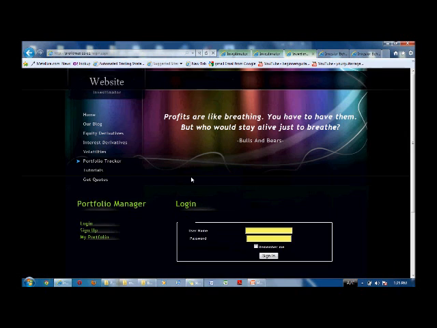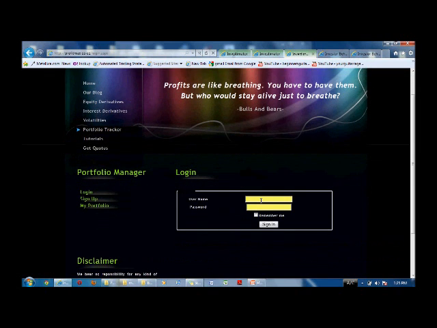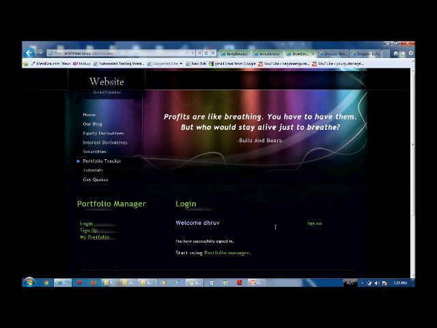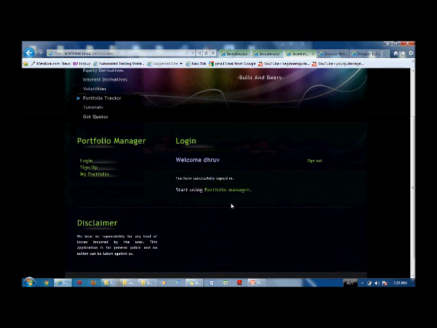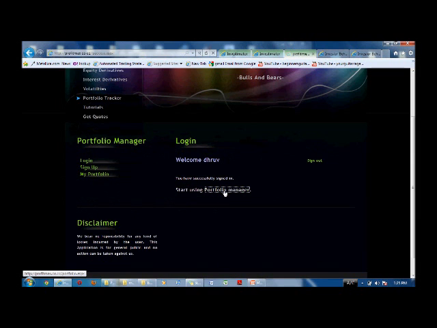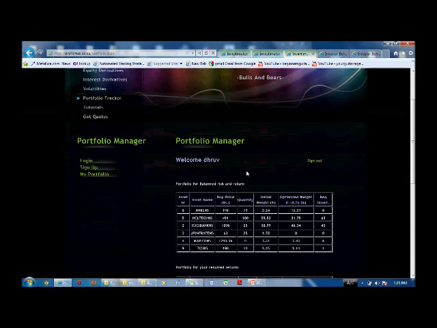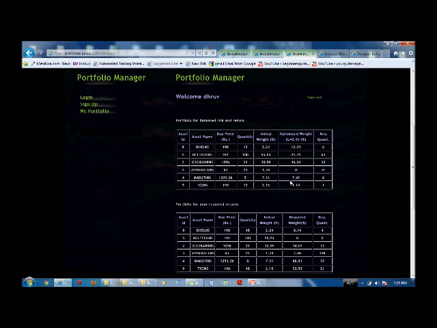Now we will give you a demonstration of how the project works. This is the login page in which I am logging in. This shows the welcome page. The user can come here and start using his portfolio manager. As you can see, there are already some stocks in this portfolio.